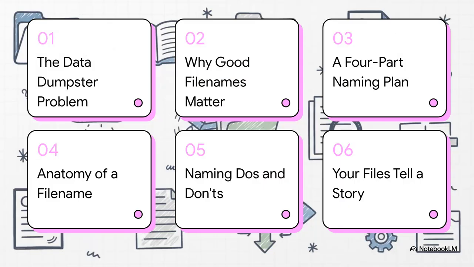So here's our game plan. First, we're going to put a name to the mess, the data dumpster problem. Then, we'll talk about why good file names really matter. After that, we'll jump into a super practical 4-part naming plan, break down what a good file name actually looks like, cover some essential do's and don'ts, and finally, see how your files can tell a clear, coherent story.